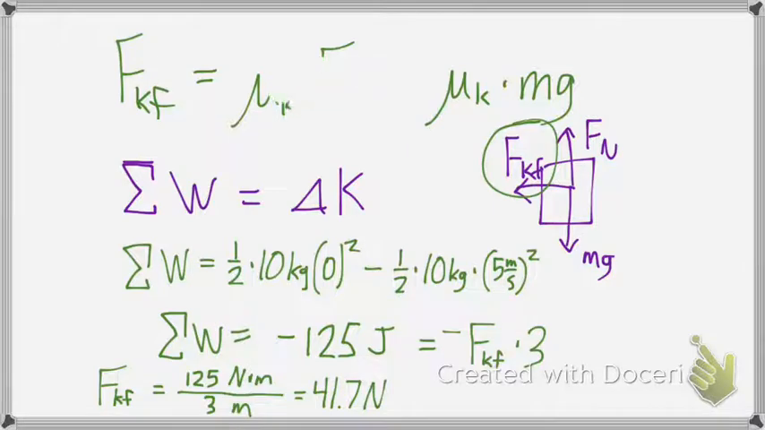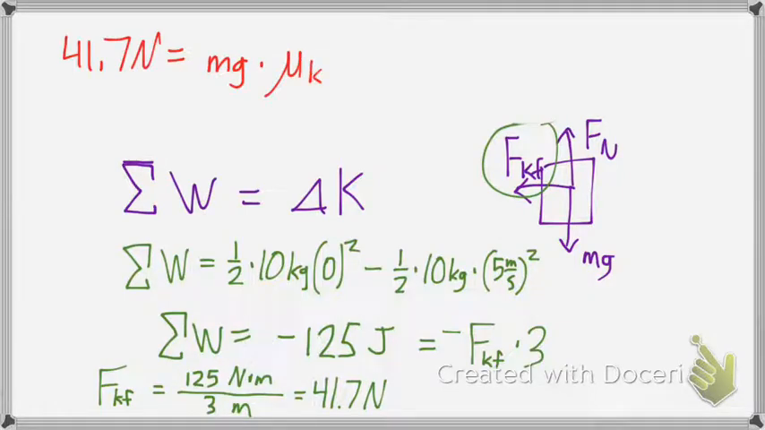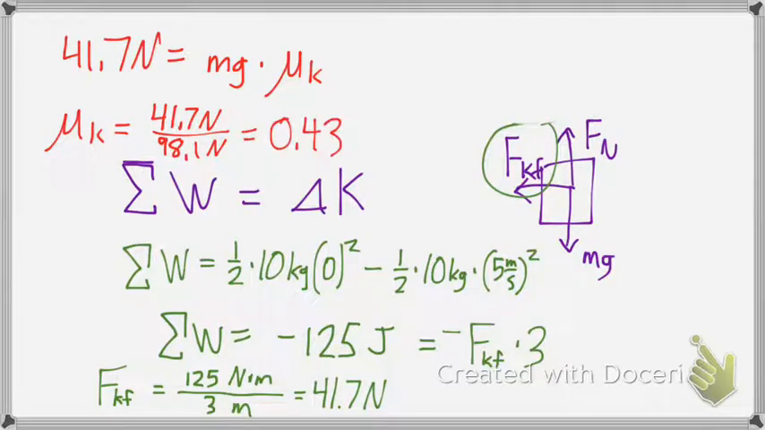And now that I know that the force of friction is 41.7 newtons, I can set those 41.7 newtons equal to the normal force, which I know to be mg, times the coefficient of friction. So I can find the coefficient by simply taking 41.7 newtons and dividing it by mg. Since it's a 10 kilogram block, this will become 98.1, and I get a coefficient of about 0.43.